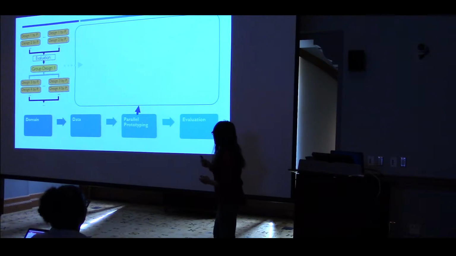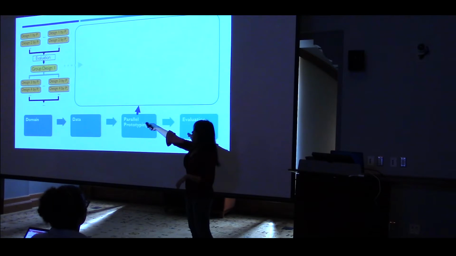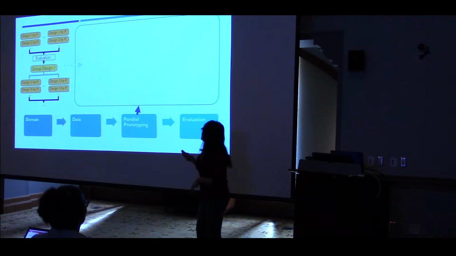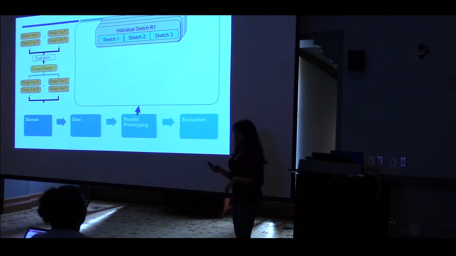For the third part, parallel prototyping. It's a little more complicated, so I'm going to break it apart to see how this is done step by step. But at a higher level, it's going to look something like that. So first of all, the student would go individual sketch, round 1.